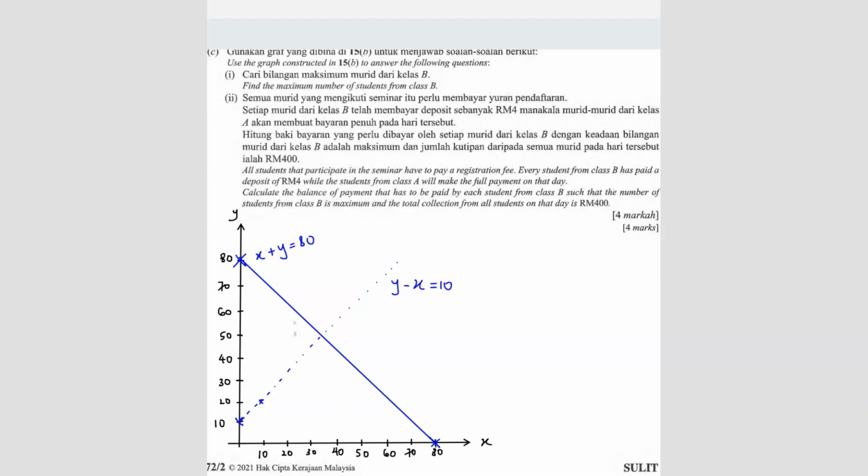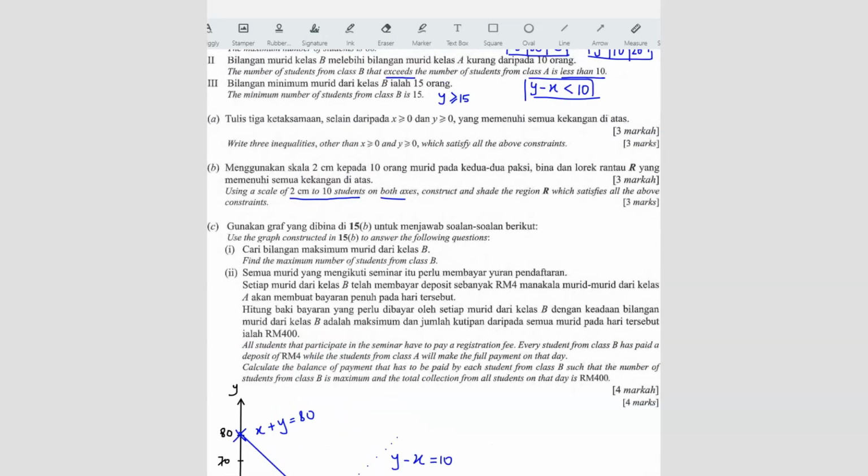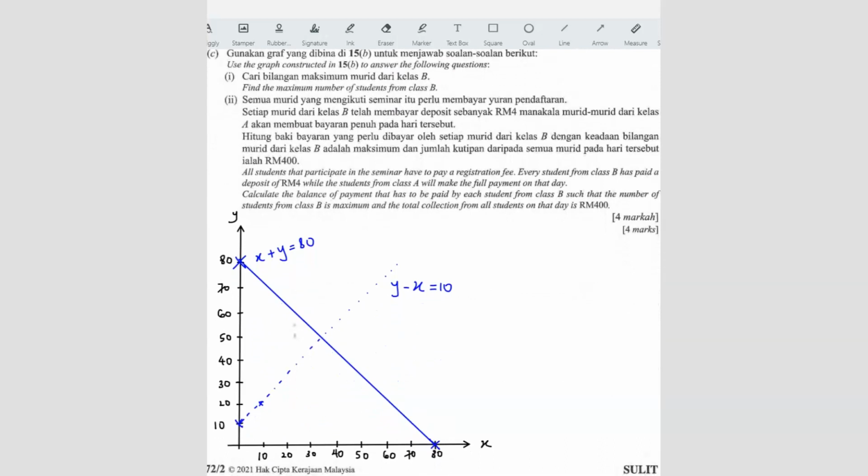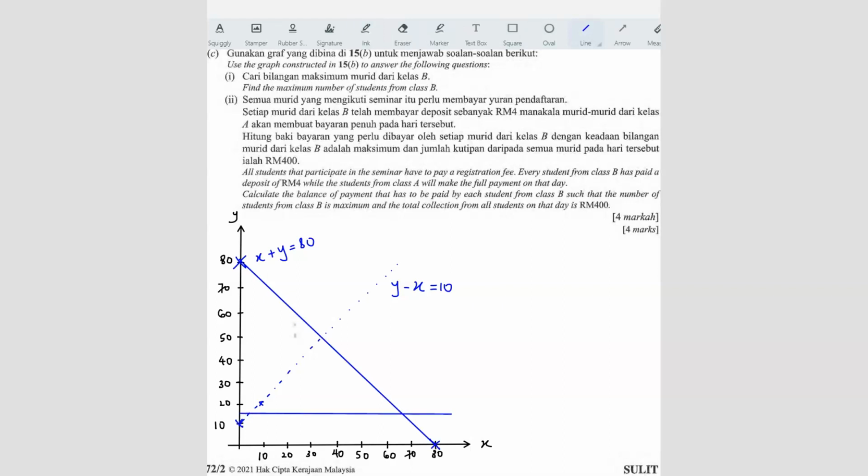Next you have the third line, which is y equals 15. That's the third range there. So y equals 15 should be here, a straight line at 15. Now this one is a straight line because it is more than or equal to. Let me label here, y equals 15.